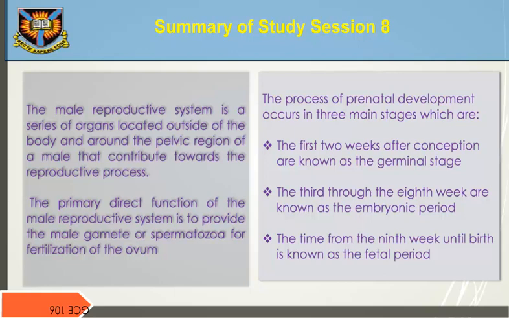The primary direct function of the male reproductive system is to provide the male gamete, or spermatozoa, for fertilization of the ovum. The process of prenatal development occurs in 3 main stages. The first 2 weeks after conception are known as the germinal stage. The 3rd through the 8th week are known as the embryonic period. The time from the 9th week until birth is known as the fetal period.